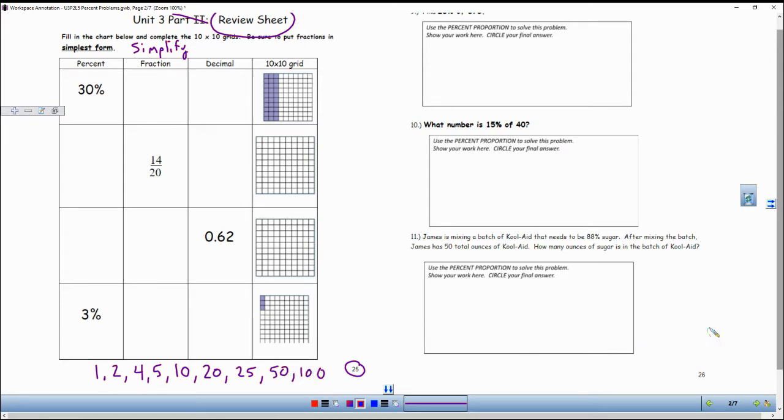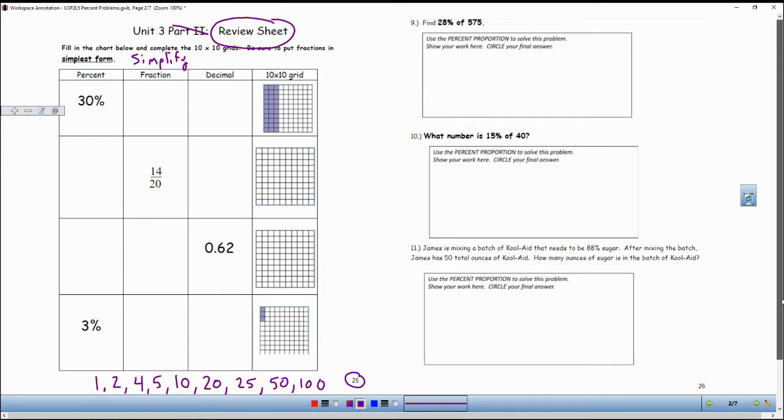Here we go. All right, so let's take a look at page 26. Now, on 9, 10, and 11, what I'd recommend using for each one of these is the percent proportion. Okay? And when you use percent proportion, like for number 9, for example, make sure you write it every time you use it. Part over whole equals percent over 100.